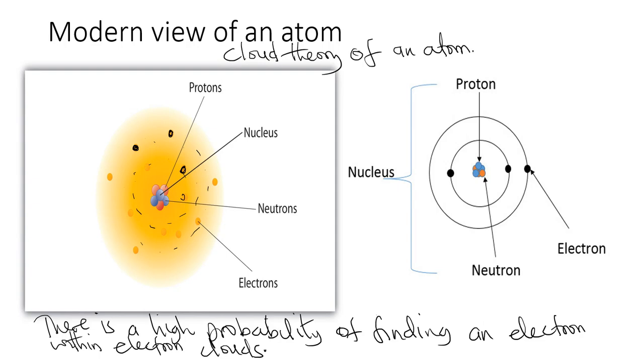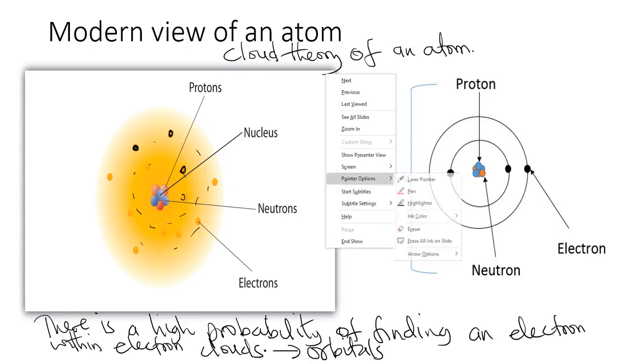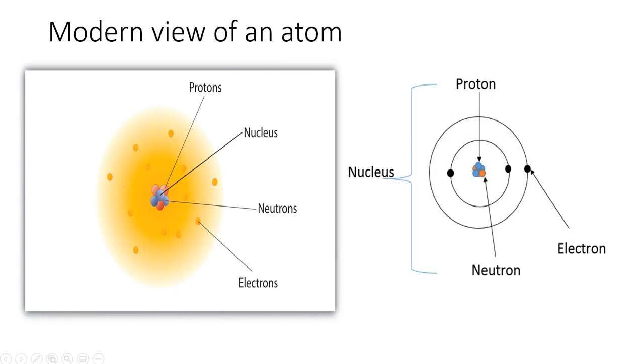So these clouds, we call them orbitals, but we are going to talk more about orbitals later. One important thing to take note of is that in these clouds, we just have a probability of finding an electron. We are not 100% sure that the electron is there, but we have a probability, maybe about 95% probability of finding an electron within the electron clouds.